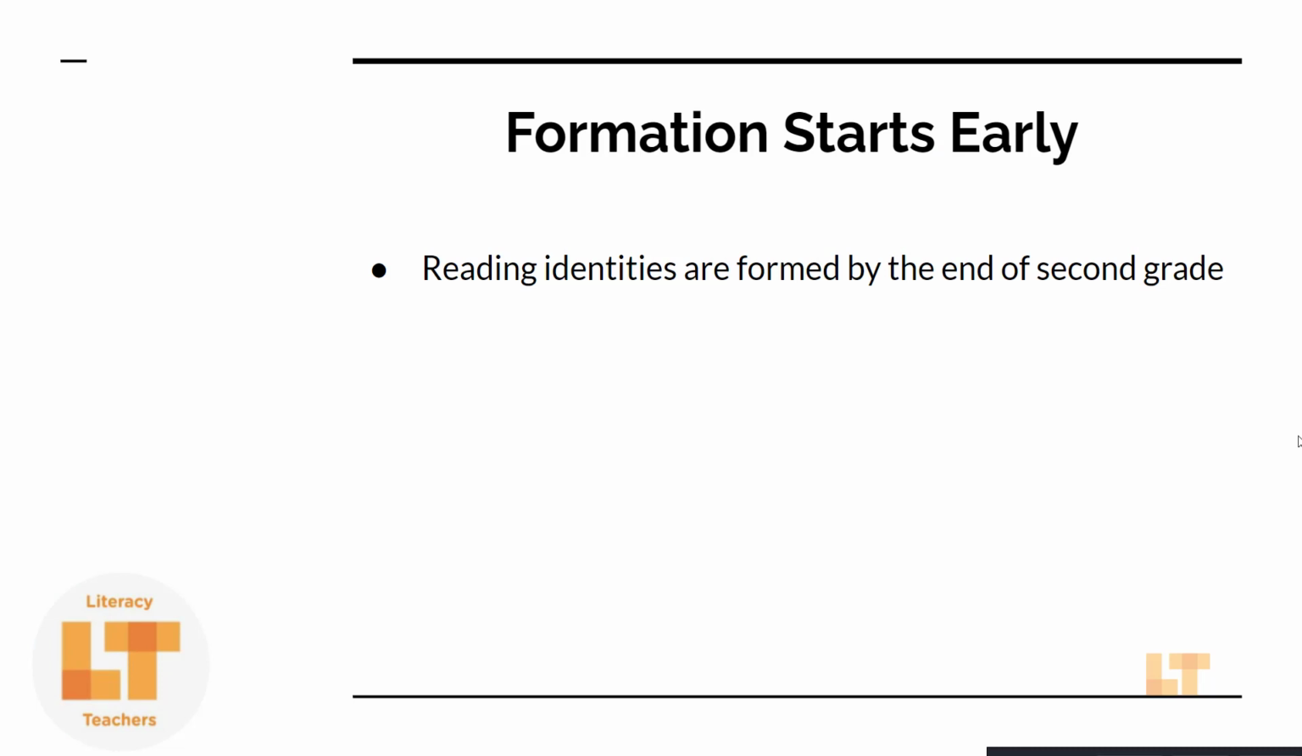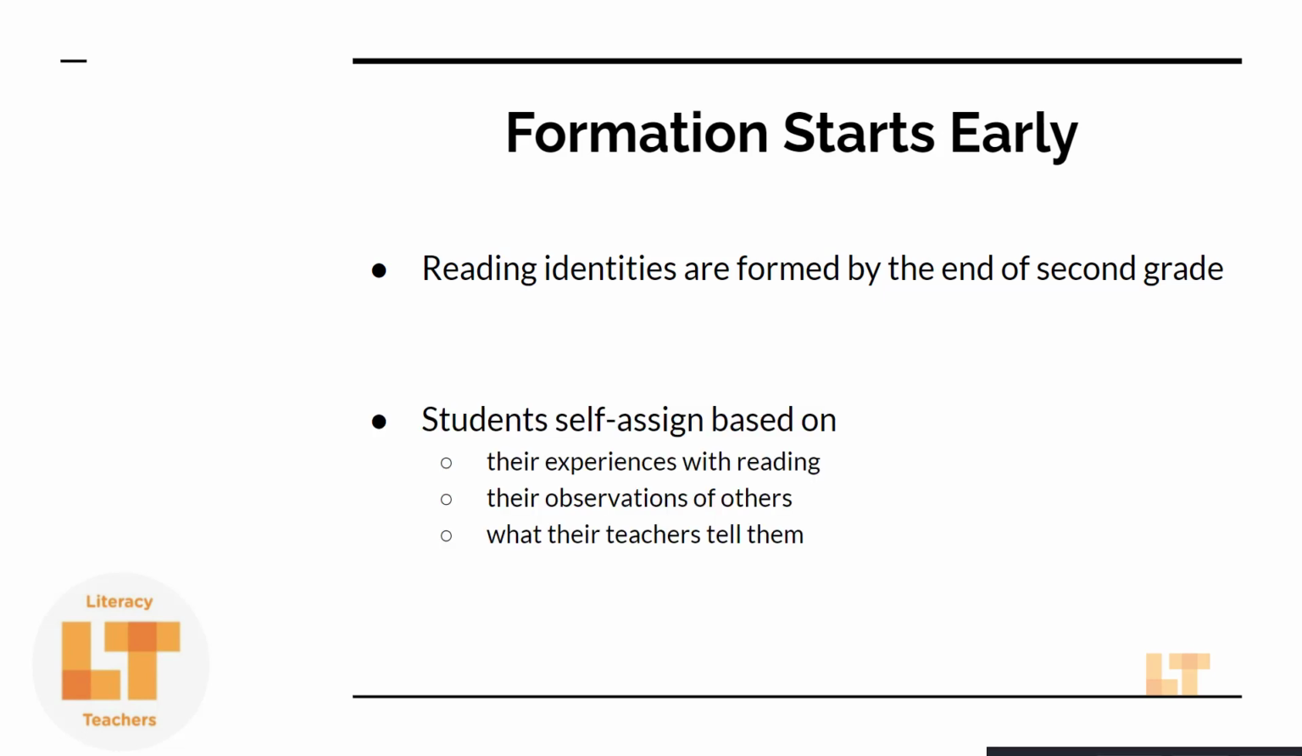Now, the thing to know about reading identities is that how students see themselves as readers starts getting formed very, very early on. By the end of second grade, students are already identifying themselves as being really good readers or really bad readers or really average readers. Those are pretty much the predominant categories. You might hear students use different words, but that's basically the kinds of ways that they're going to describe themselves. And in some cases, this is formed by the end of first grade.